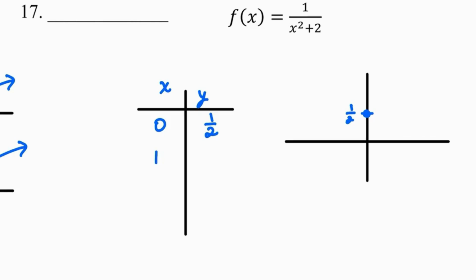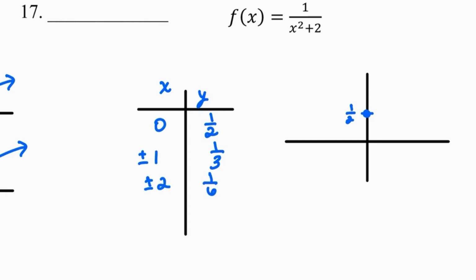Then 1 is a nice number. So if you plug in 1, you get 1 over 1 squared plus 2, so that's 1/3. What happens if you plug in -1? Well, you get the same thing, 1/3. And if you plug in maybe positive or negative 2, what do you get? A sixth. And you can keep going.